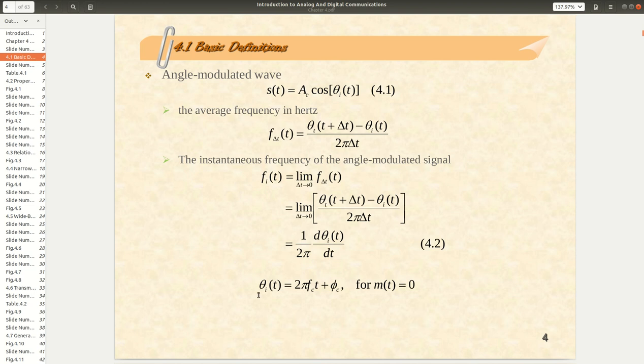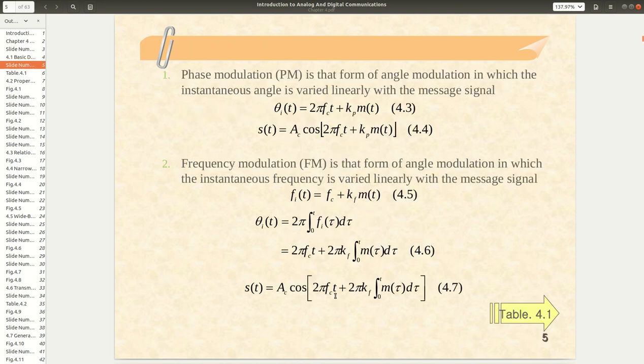So what is theta_i? Theta_i is 2 pi f_c t plus phi_c. Here I will speak about some mathematical side of the frequency modulation. However, it's very easy to visualize and understand, but to be able to implement it in hardware in the transmitter and receiver, you have to get some knowledge about the mathematical or theoretical concept. Okay.